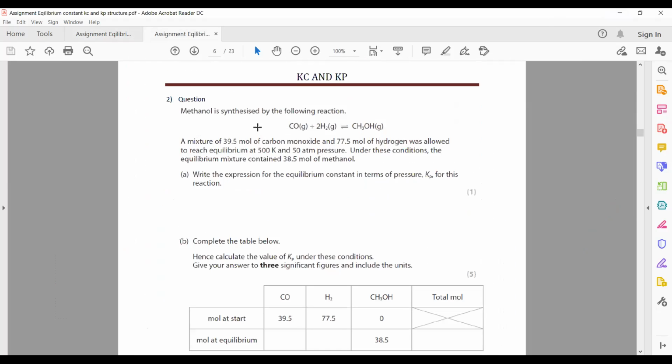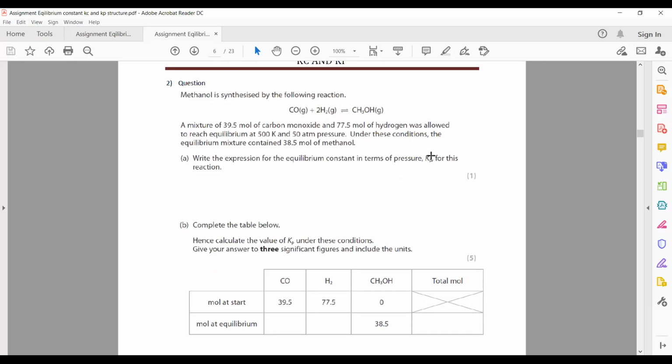In this question, methanol is synthesized by the following reaction: carbon monoxide plus hydrogen gives methanol. A mixture of 39.5 moles of carbon monoxide mixed with 77.5 moles of hydrogen is allowed to reach equilibrium at 500 Kelvin and 50 atmospheric pressure. Under these conditions, the equilibrium mixture contains 38.5 moles of methanol. Write an expression for Kp.